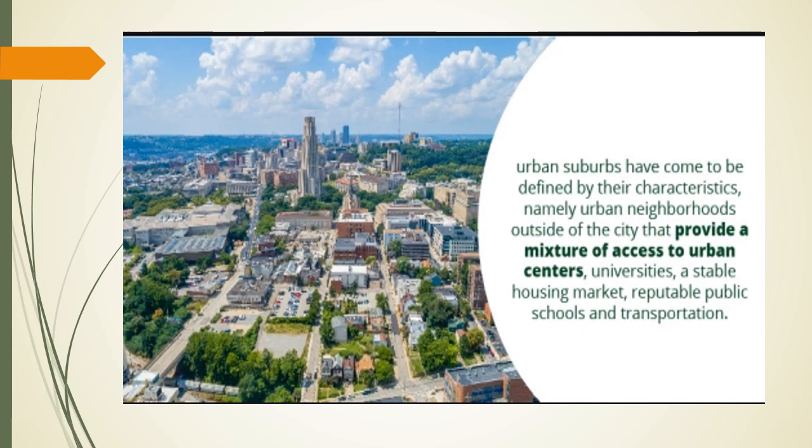Now it consists of what? It consists of universities, housing market, reputable public schools and transportation. As this area is not much developed, there is a lot of big space available. So because of this, big universities and big projects, such things which occupy a large amount of area, are being developed in the suburban area.